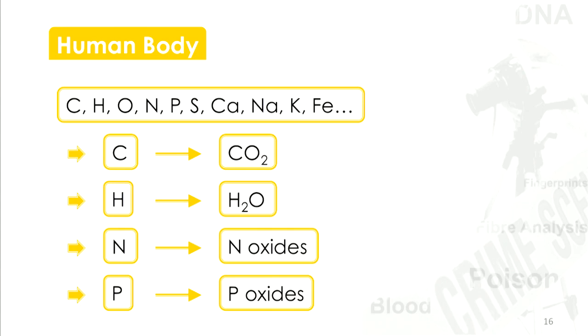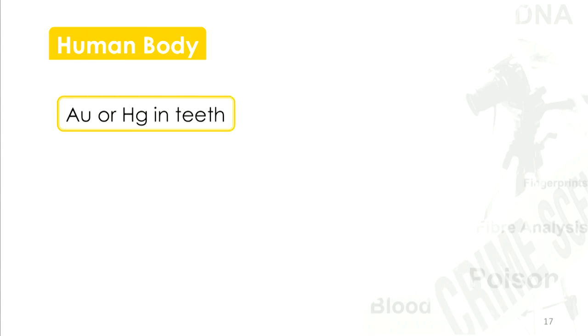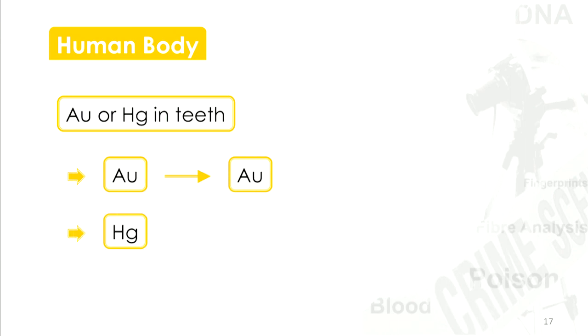If there are other elements in your body, for instance, if you have gold or mercury fillings in your teeth, then the gold will probably still remain gold after the body is burned, and the mercury, that will become mercury oxides. But those elements, even though they're not naturally present in the body, they are still not destroyed, and that means they can be detected afterwards.